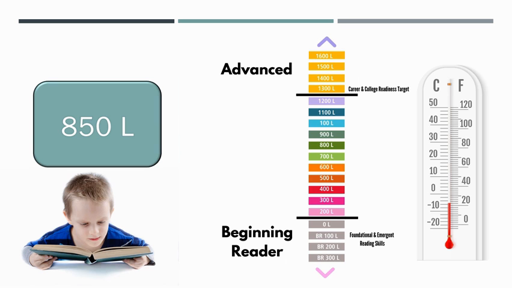Lexile measures are expressed as a number followed by the letter L. These numbers range from below 0 for emergent readers to 1700 for advanced readers. This is a system that can guide teachers in selecting suitable text for students. However, it should not be the single defining factor. Let's dive in and talk about the what, the how, the good, and the bad of the Lexile framework.